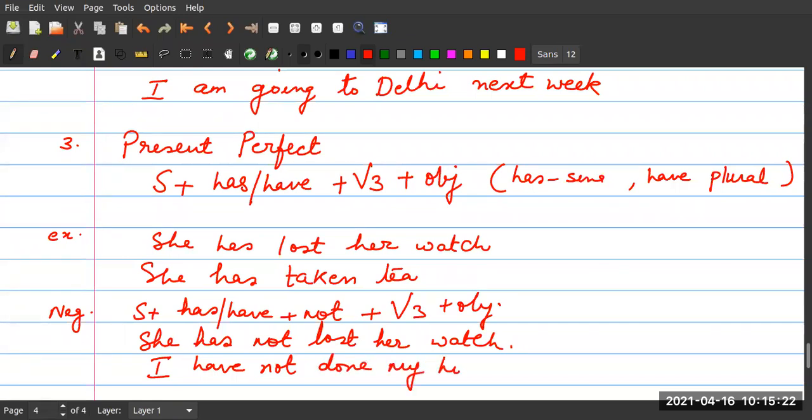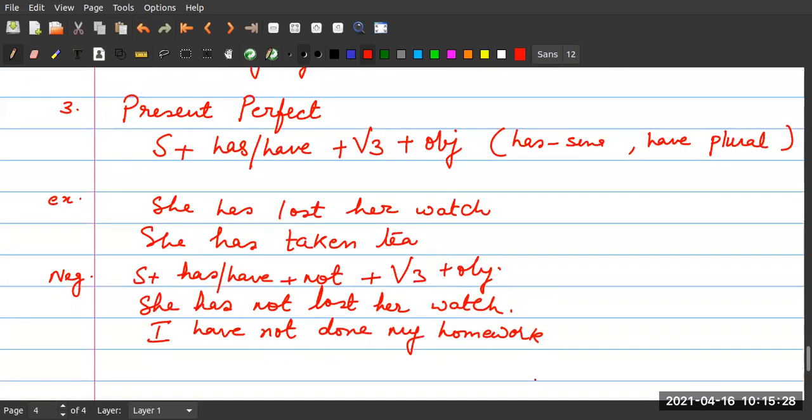So you can also write the contracted form. Just say for have not, you can also use haven't. For has not, you can also use hasn't. It means the same. So instead of has not, you can write it this way also. Haven't. It means the same. Have not and haven't, it means the same.